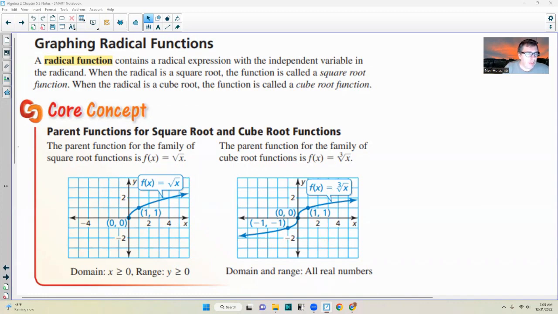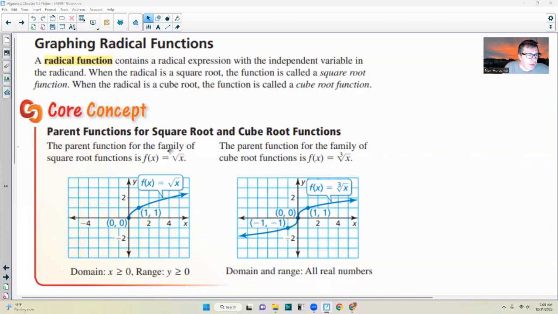The parent function for the family of square root functions is f of x equals the square root of x. As you can see in the graph, in order for it to be a function, it has to pass the vertical line test. In other words, you cannot have one x going to two different y values. If I were to graph the square root of x as positive or negative, it would also come down here and mirror across the x-axis, but then that would no longer be a function. It would be a relation, but not a function.